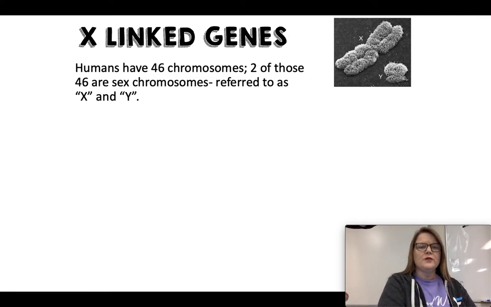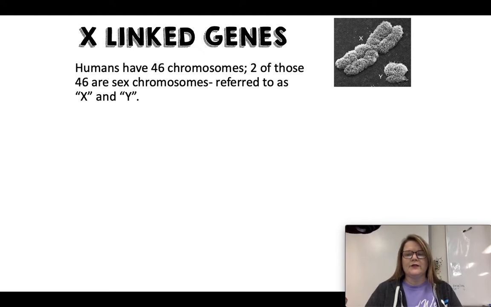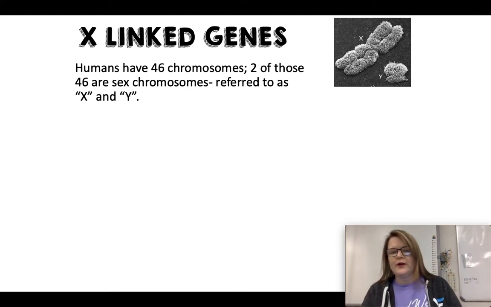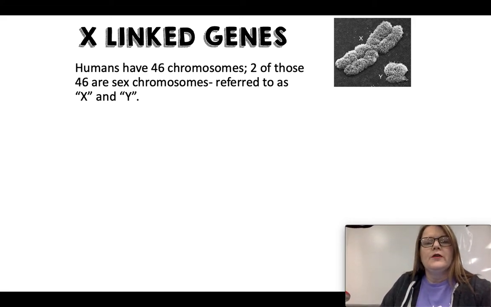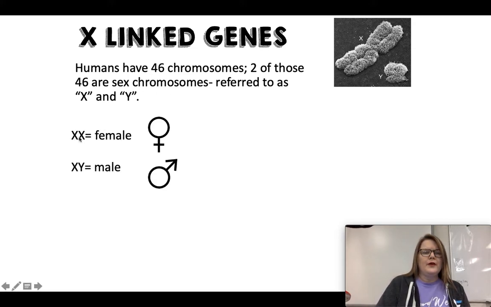X-linked genes. Humans have 46 chromosomes, or in other words, 23 pairs. 2 of those 46 are sex chromosomes, referred to as X and Y. So when we did our karyotypes, those karyotypes had on the 23rd pair either 2 X chromosomes or an X and a Y, like shown in the picture. So XX would indicate a female and XY would be a male.